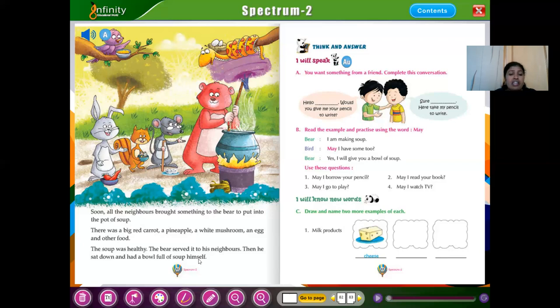So one after another, they started coming outside and they gave many things to put in the soup. So after what happened? The soup has become very delicious and very tasty, children. So after that, our dear bear served all his neighbors, and he also had a bowl full of soup himself. Not only did the soup become delicious, but it also became very healthy because it added many grains, vegetables, fruits, and many things.